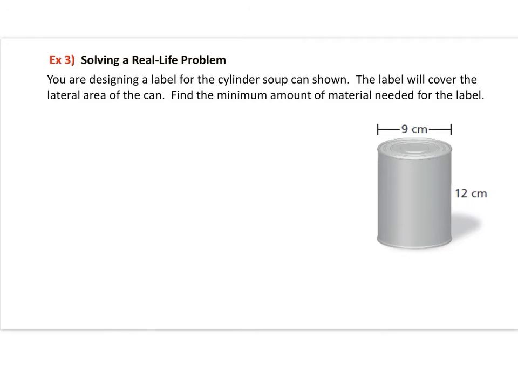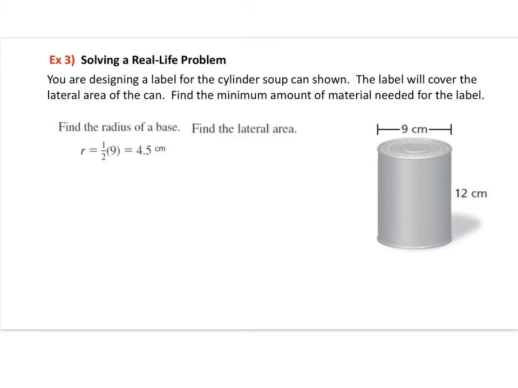All right, let's take a look at designing a label for a cylinder soup can, which means the label is just going to be on the outer side, the lateral area. So what would be the minimum amount of material needed for the label? Let's start by finding the radius. And the radius is half the diameter, which is 9 divided by 2 would be 4.5, and that's centimeters.